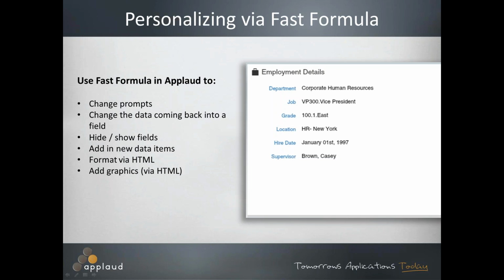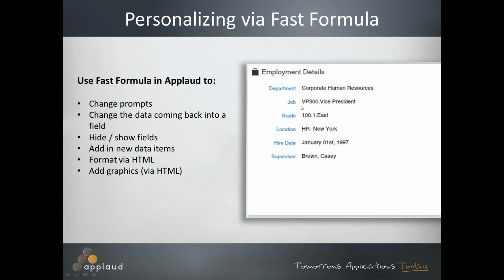So let's have a look at a very simple example. Here's the employment details panel. This is something you looked at at the end of the last session in the exercises. The sort of things you can do with fast formula and Applaud: change these prompts. If you want to change the way these look, maybe you want to change department to say organization. Change the data coming back to the field.